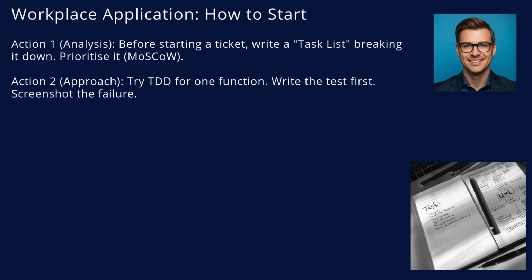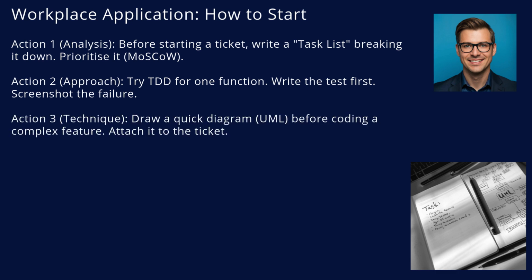Action 2. Approach. Try TDD just for one function. Write the test first. Screenshot the red failure state. That proves you applied the TDD approach. Action 3. Technique. Before coding a complex class, sketch it out on paper, UML. Take a photo and attach it to the Jira ticket. The goal is to document the process of building.